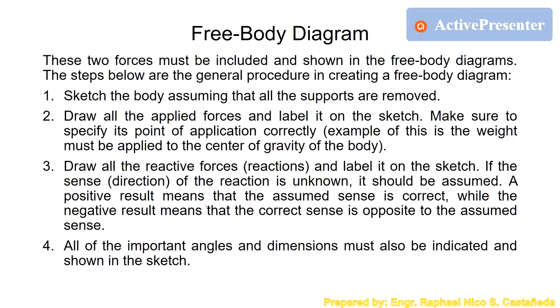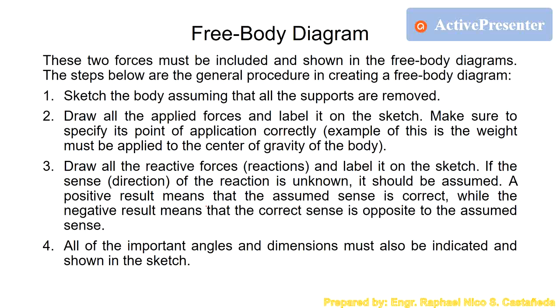You can write the magnitude if it is given, and if it is not, then you can write a variable so that you can include it, and make sure to specify its point of application correctly. An example of this is that the weight of the body must be applied at the center of gravity of the body. The forces must be placed in the right position so that if we try to solve for the values of the forces and the reactions, we can get the correct answer.